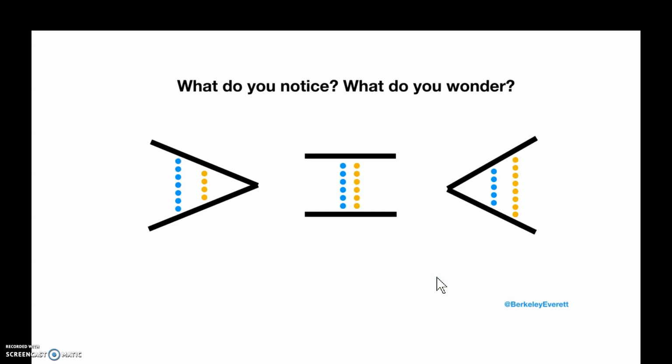I want you to look at the image first and think about it. What do you notice? What do you wonder? So I want you to take a moment to look at it. Look at the dots. What do you think is going on? You can press pause. Okay, hopefully you pressed pause.